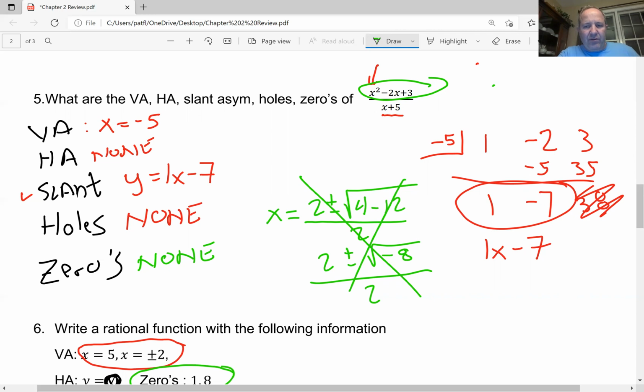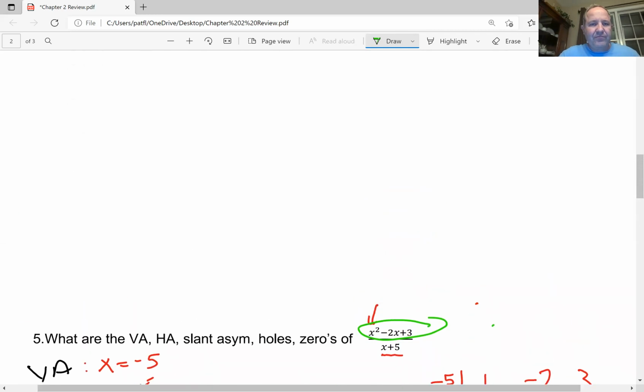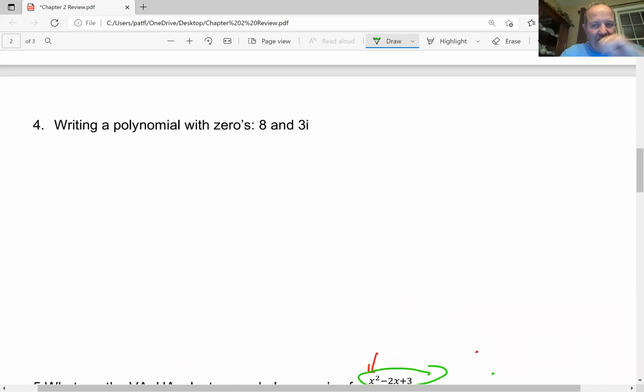If we need to look at this more, press pause. Otherwise, we're going to go on to the next problem. All right, so here's our next one. Go ahead and press pause, and when you're done, press unpause so we can see it.